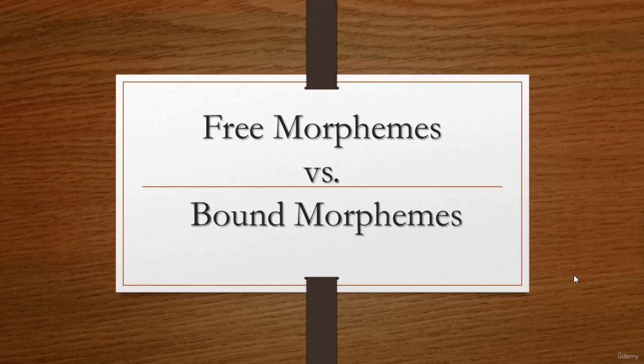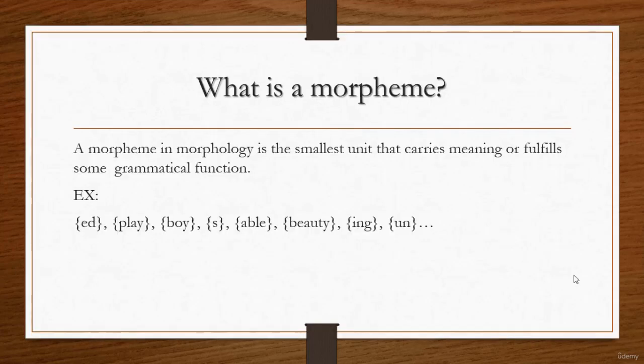Free morphemes and bound morphemes. So first of all, let's repeat the definition of a morpheme. We talked about morpheme earlier, we talked about allomorph earlier, and now let's repeat the same definition of morpheme so that we can differentiate between free morphemes and bound morphemes.